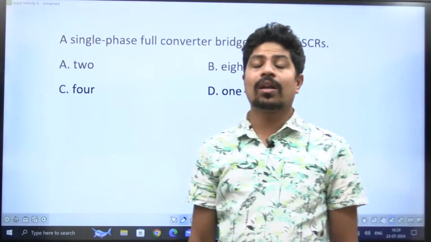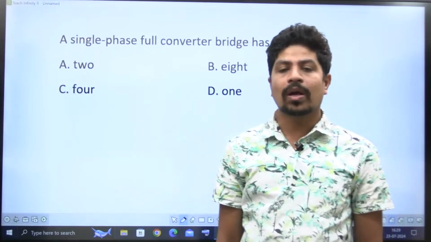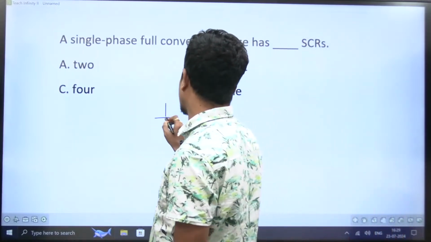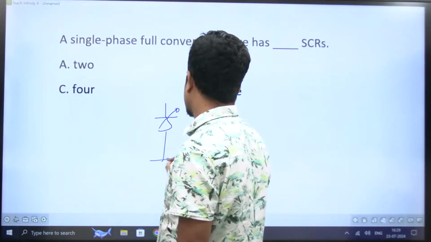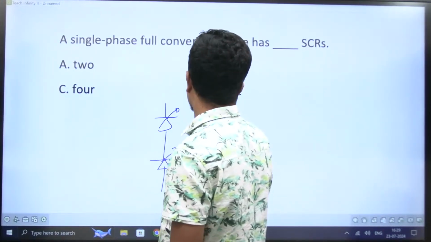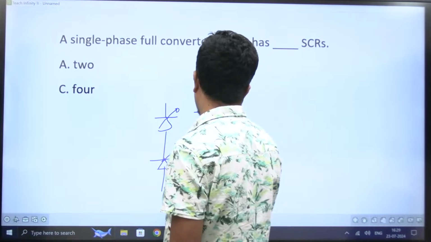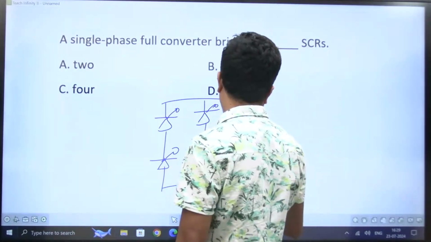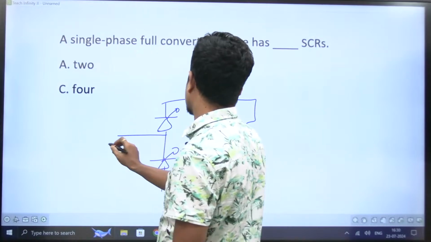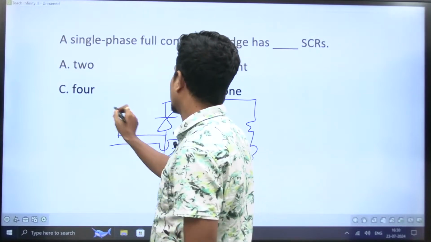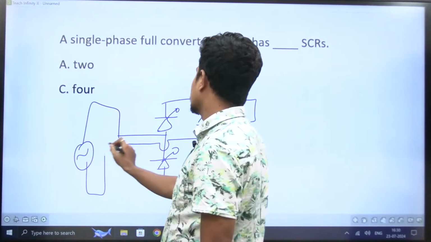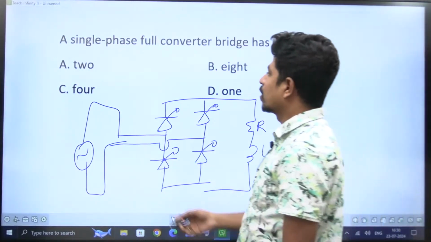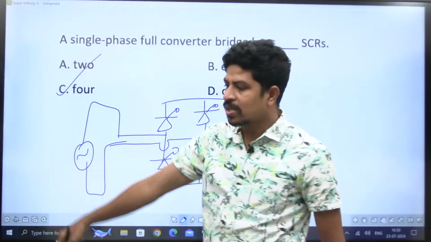Next, a single phase full converter bridge has dash SCRs. A half converter, half controlled converter or semi converter means two thyristors. Full converter means all are thyristors. This is a single phase full converter. I'm drawing without a freewheeling diode. You know what is the purpose of the RL load I'm putting here? You know what is the purpose of this freewheeling diode? The freewheeling diode gives continuous conduction. So how many thyristors are there? There are 4 thyristors. Full converter means 4 thyristors.